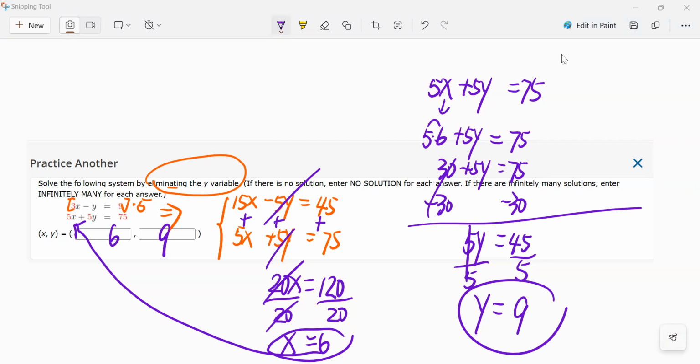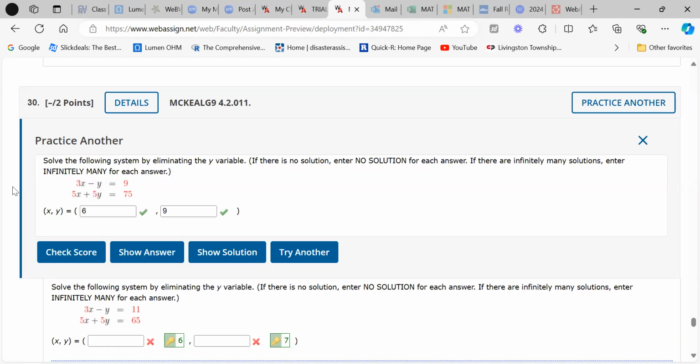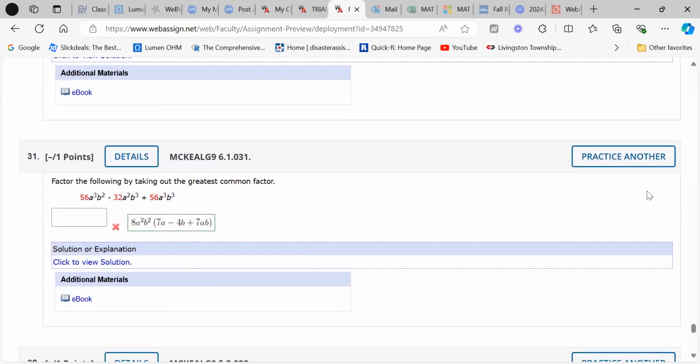Okay, let's put the answer into the box. Number 6 goes first. I go second. I check it. Yeah, it's correct. No, it's the correct answer here. And question 31.